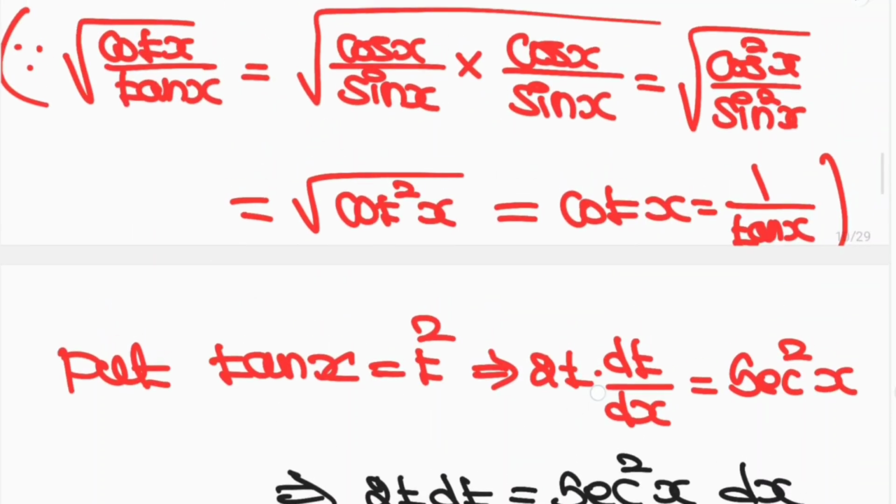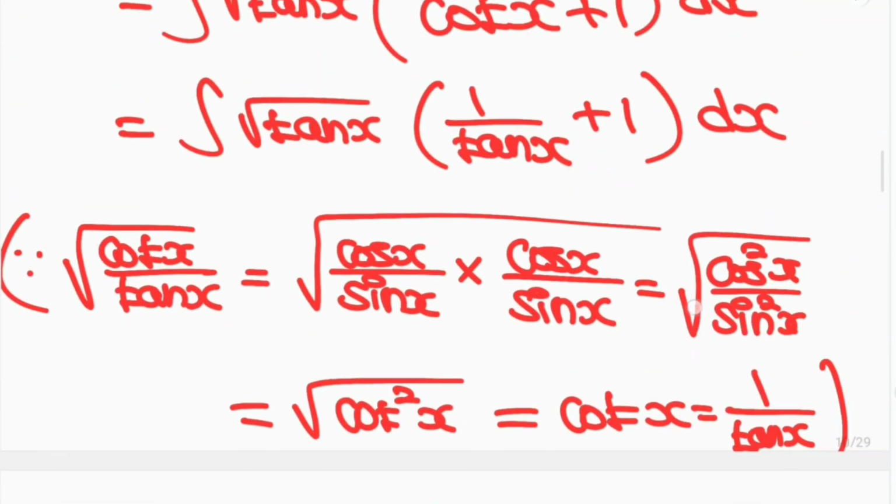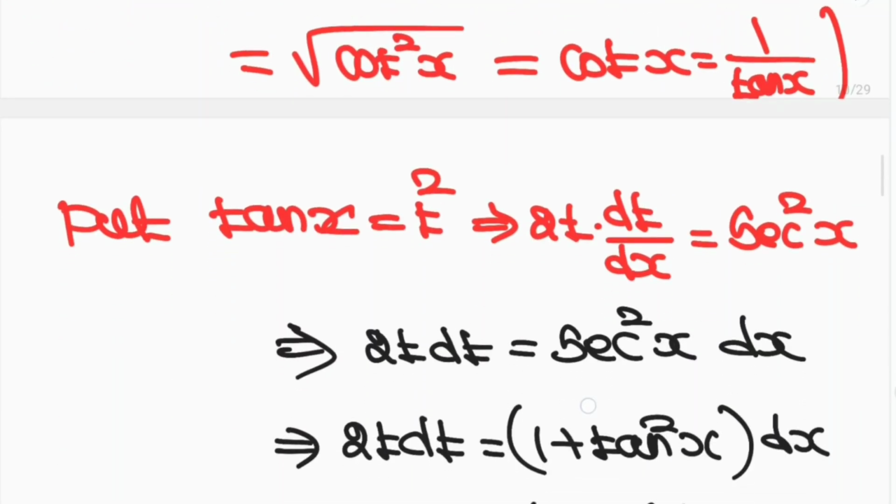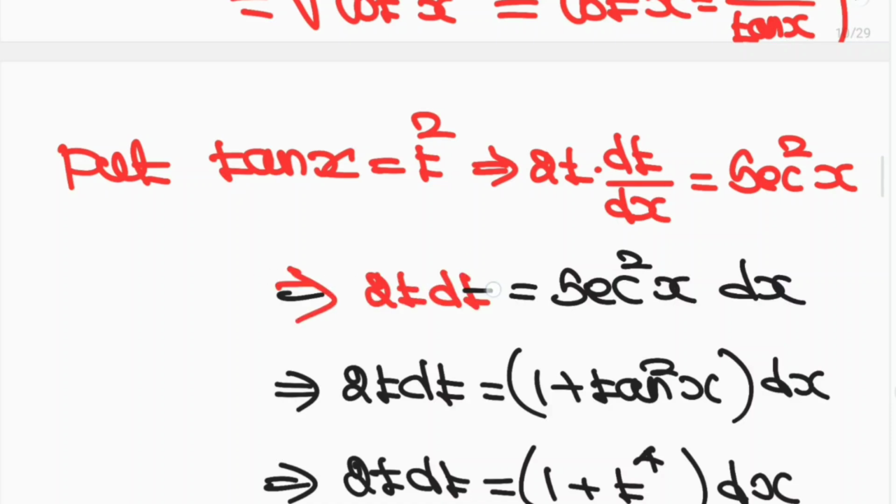So we have tan x as t square. Now we will simplify this part too, let us see how below. So what will this be? 2t into dt equal to secant square x into dx. And what is your secant square? We know the identity, secant square is nothing but 1 plus tan square x of dx. So 2t into dt equal to 1 plus tan square.